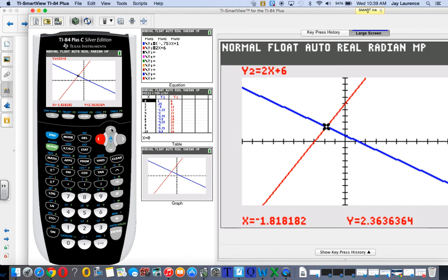Let's see. I'm on the red one, right? And I'm going to push the up arrow or down arrow, and that will send me to the blue one. Let's see if the y coordinate changes. No, it stayed the same. That must be where they intersect. See that? I'm on the red equation. How do I know? Because it says y sub 2 equals 2x plus 6. And then I'm on the blue equation, the negative 3/4 x plus 1. And notice the x values and y values are the same. So that's kind of a cool thing you can do with the graphing calculator.